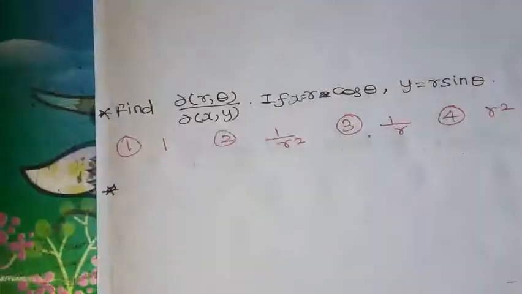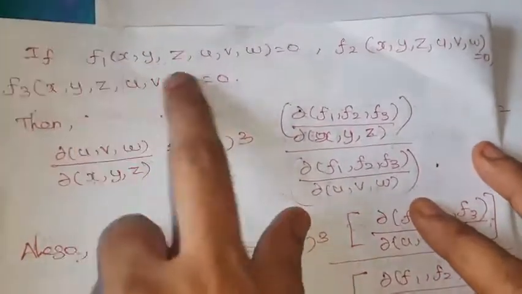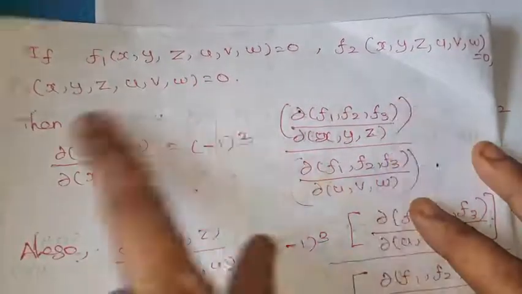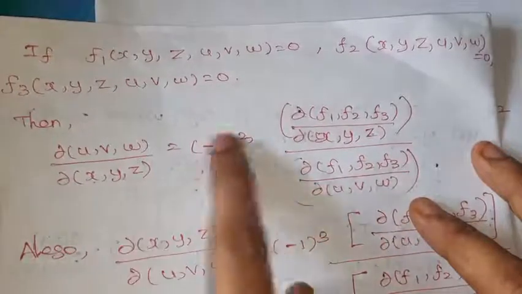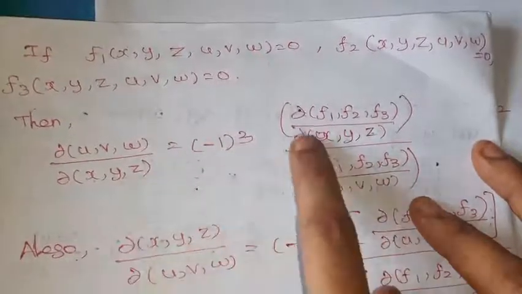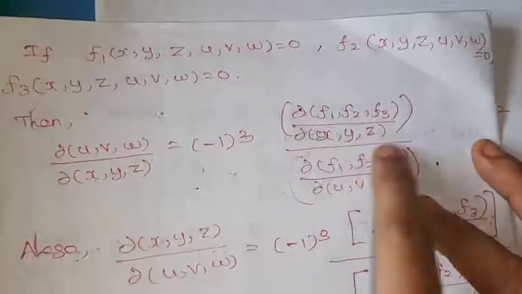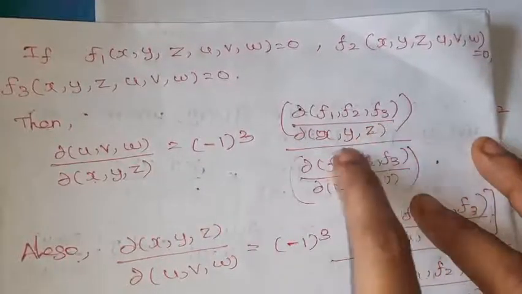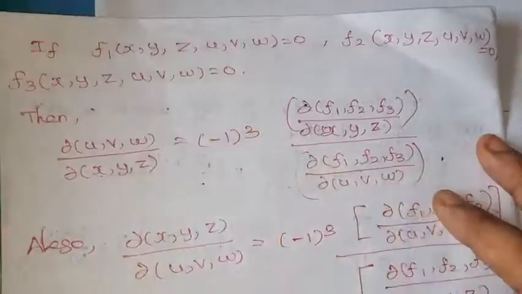For 3 variables also, same thing. For 3 variables x, y, z and 3 functions f1, f2, f3 of x, y, z, u, v, w equal to 0, these are implicit functions. So minus 1 the whole power cube. Be very careful, in the numerator should be dou of f1, f2, f3 divided by dou of x, y, z, divided by dou of f1, f2, f3 divided by this one. Okay.